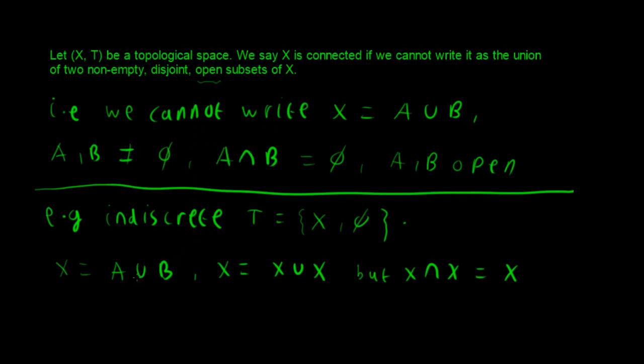So you can see that there is no way to write it as a union, A union B, where A and B satisfy these conditions. So the indiscrete topology on a set X is connected. Hopefully you can see that. It's quite a straightforward example because we've only got two sets to think about.